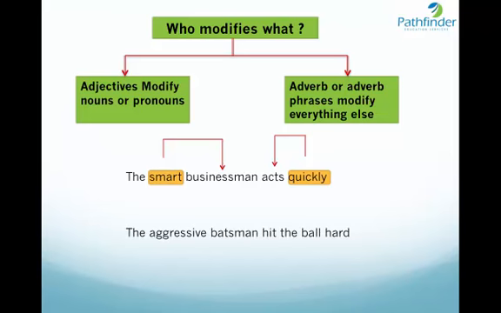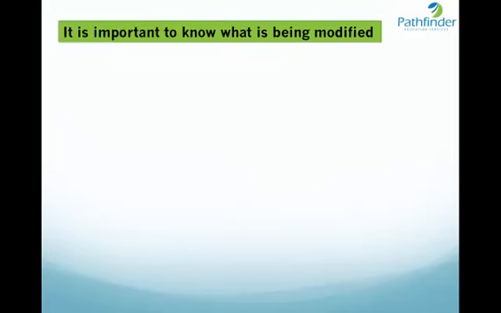Let us take one more example. The aggressive batsman hit the ball hard. Aggressive is an adjective which modifies the noun batsman, and hard is an adverb which provides additional information about the word hit, or the verb hit. So how did he hit the ball? He hit the ball hard.